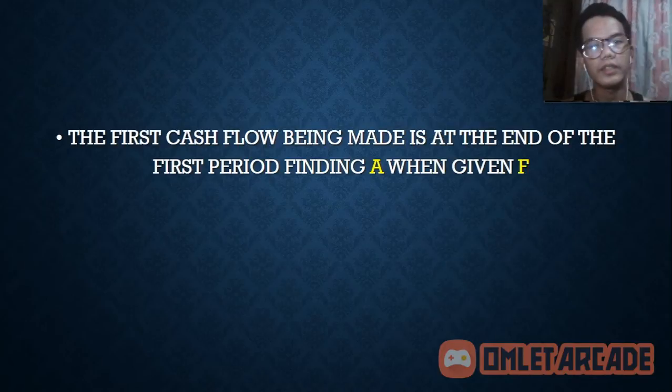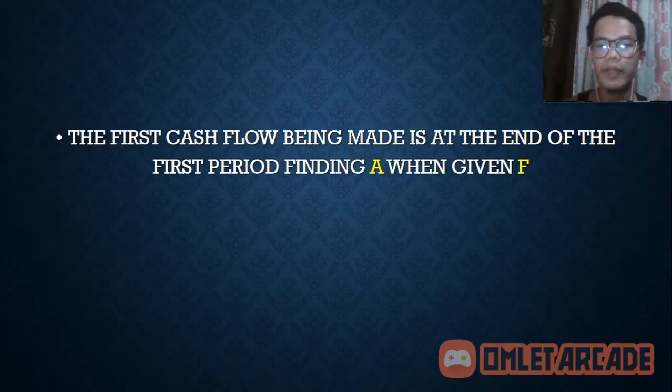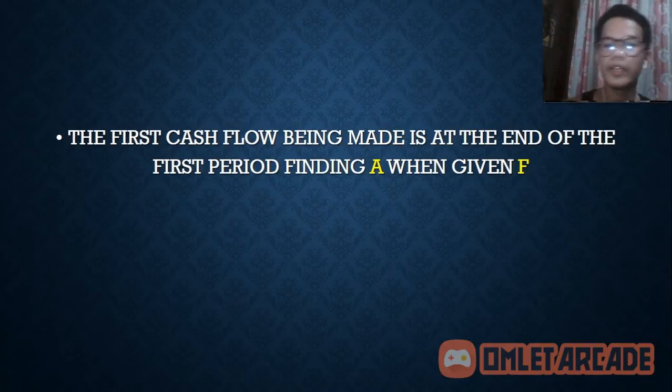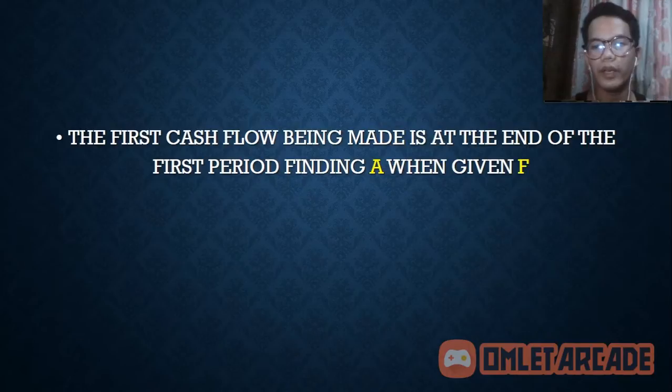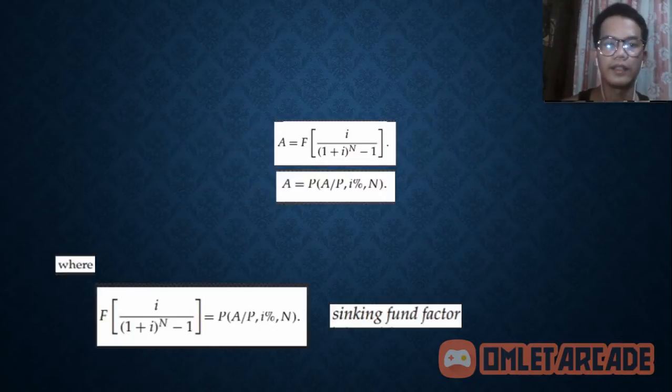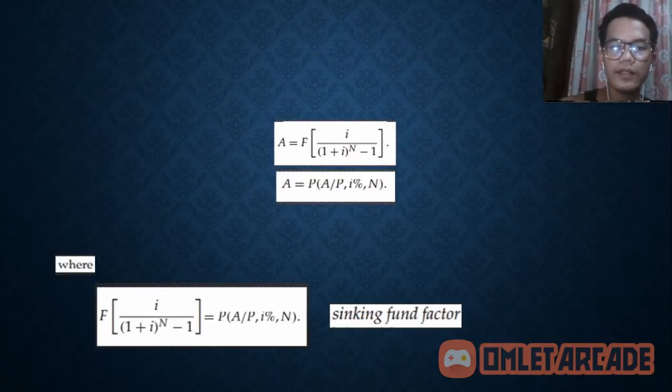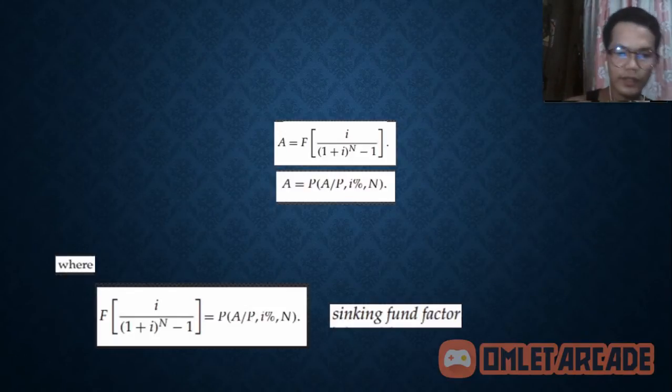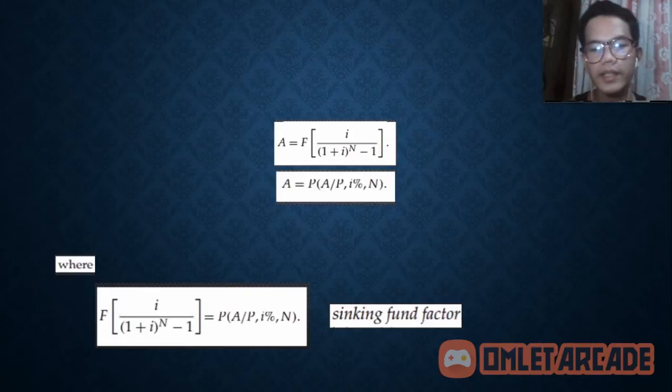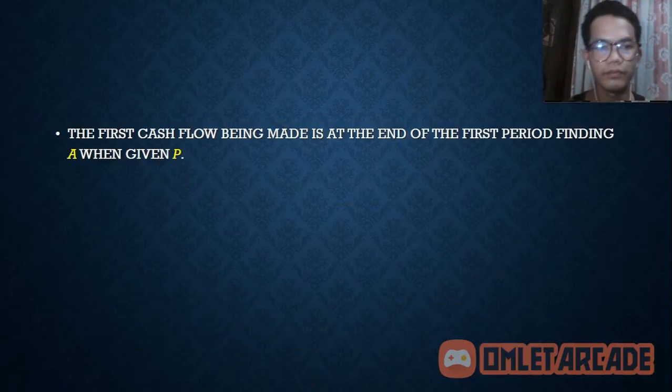We have our third formula, defined as the first cash flow being made at the end of the first period, finding A when given F. So F is given here and you have to find A. This is the formula, which is the sinking fund factor.